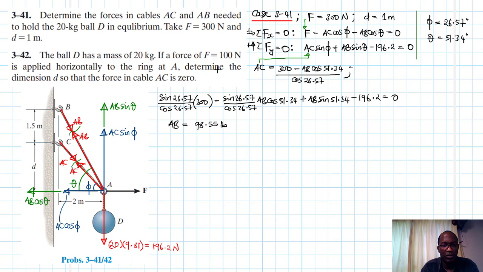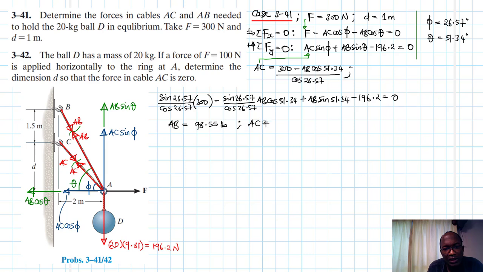Then we have tan. We have 196.2 minus tan 26.57. In fact, this one we say minus 300 tan 26.57 divided by answer. Okay, let's see what we get. 98.55. Great. So we have this one.